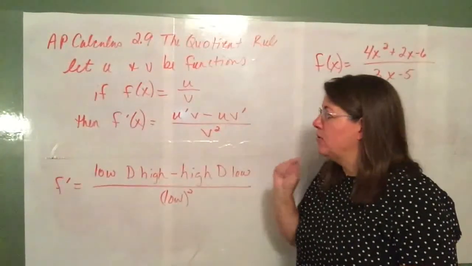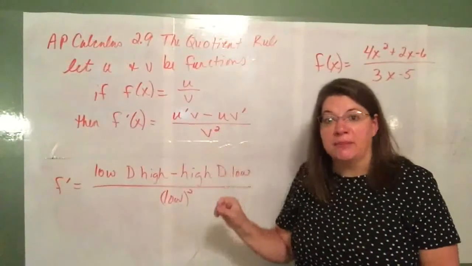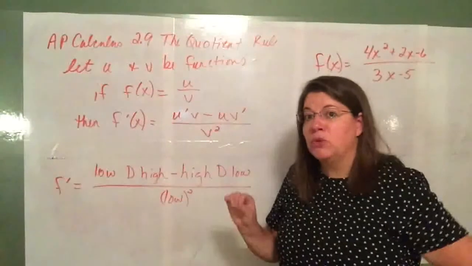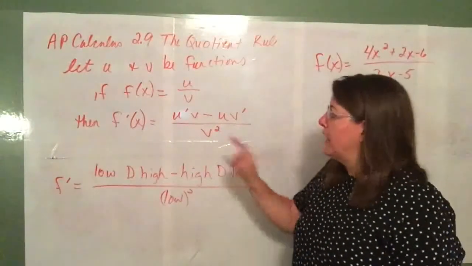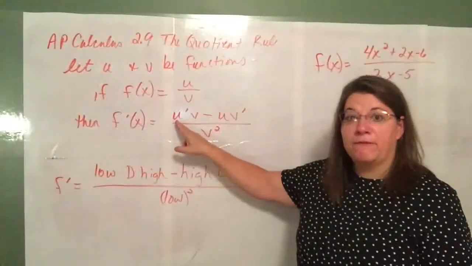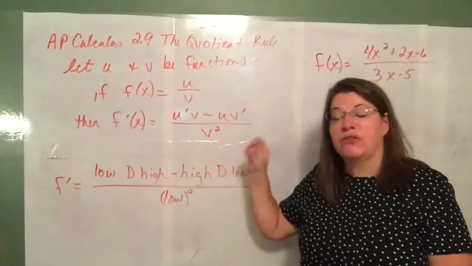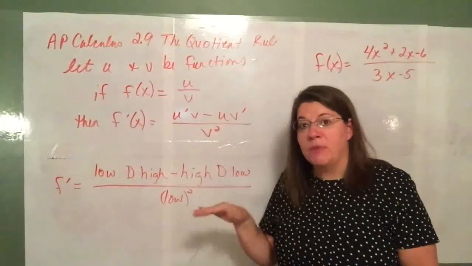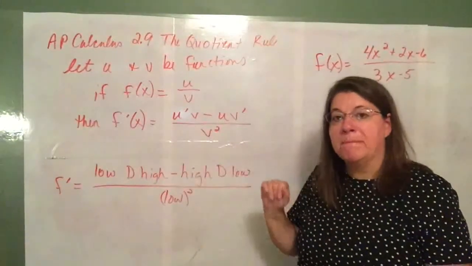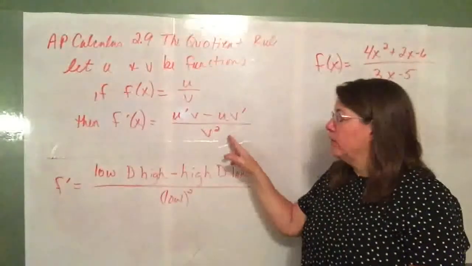Now, the most common mistake I see with this is students forget the v squared on the bottom. That's very, very important. So you need to train yourself to make sure you're doing that when you have the quotient rule. Now, this is very similar to the product rule. The product rule was the derivative of the first function times the original second function plus the original first times the derivative of the second with no denominator. In the quotient rule, we have the top derivative times the original bottom minus the original top times the derivative of the bottom over the bottom squared.